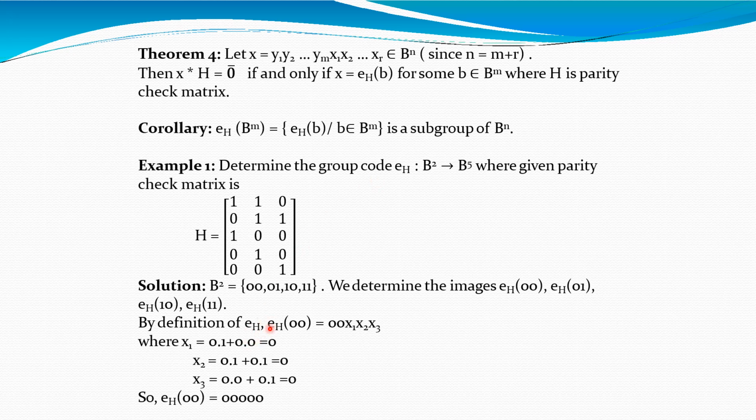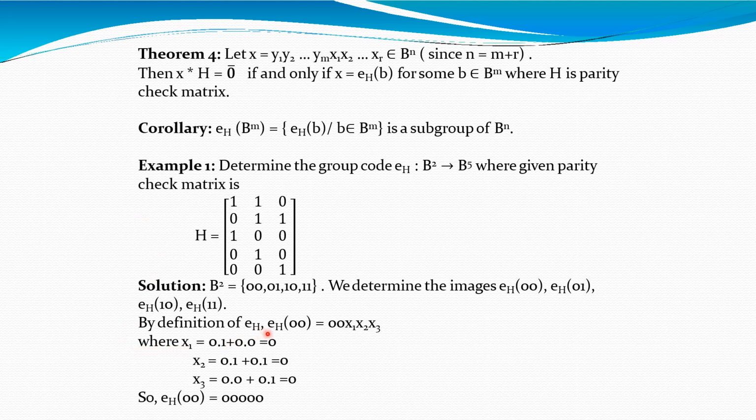So the remaining three elements x1, x2, x3 we have to find. Now x1 is this row 0, 0 multiplied by the first two rows, because the last three rows are nothing but the 3 by 3 identity matrix. So 0, 0 multiplied by first column 1, 0. So it will be 0 into 1 plus 0 into 0, which is 0.